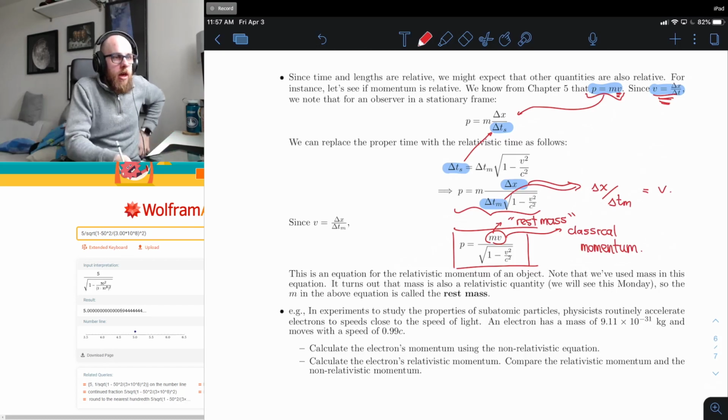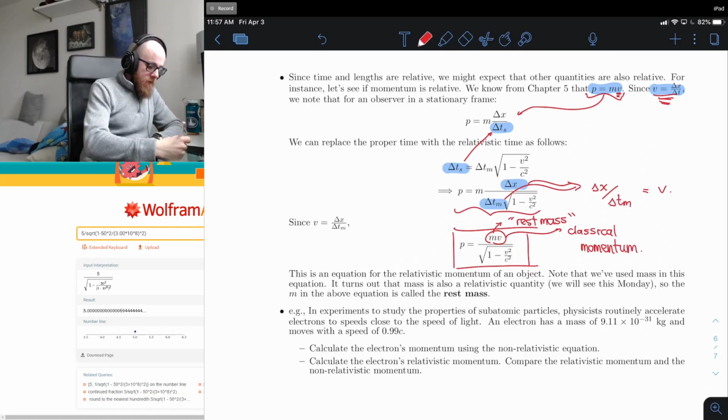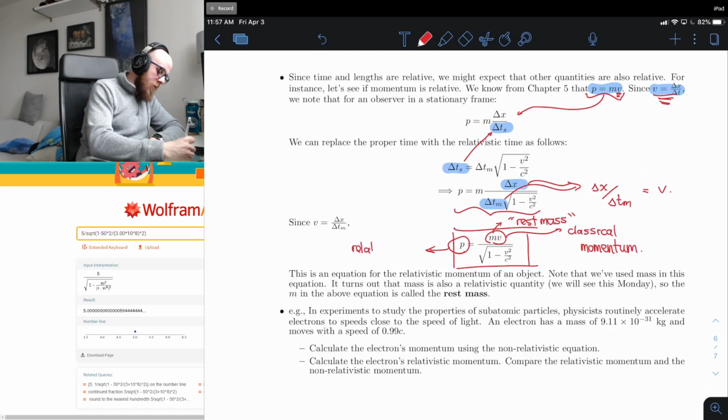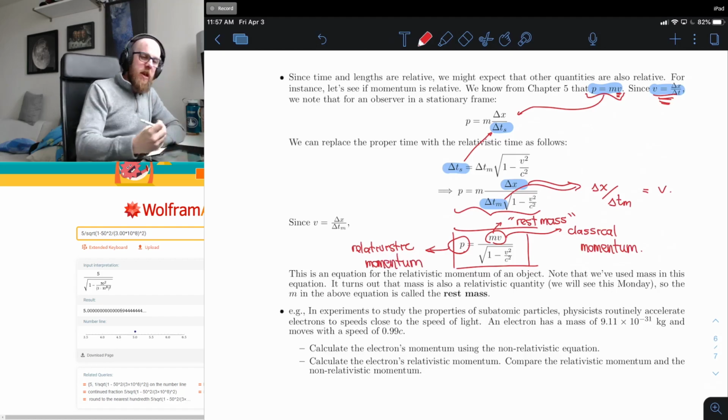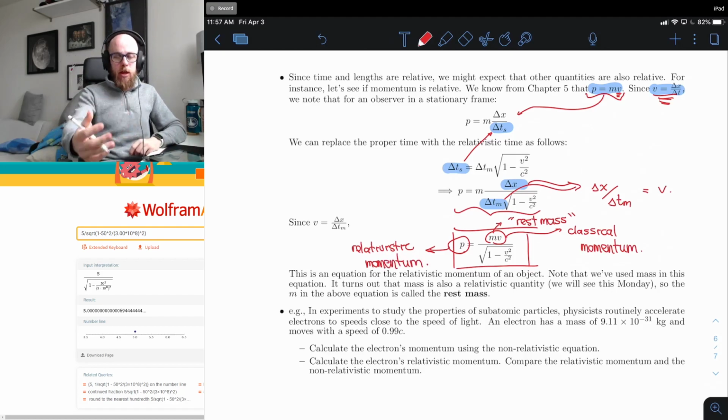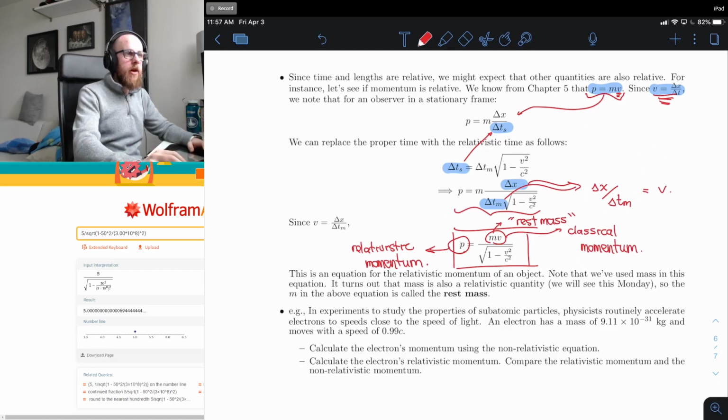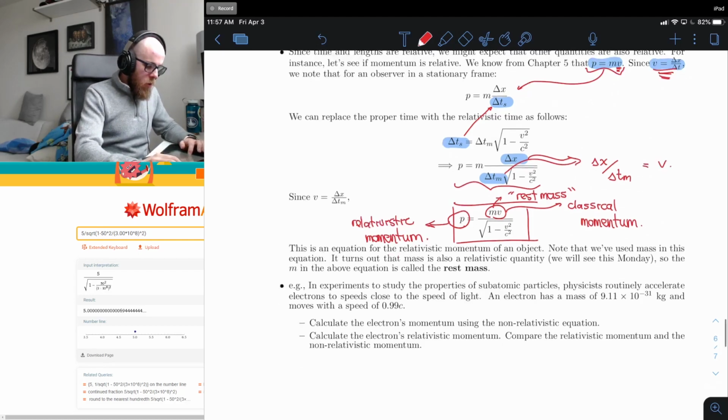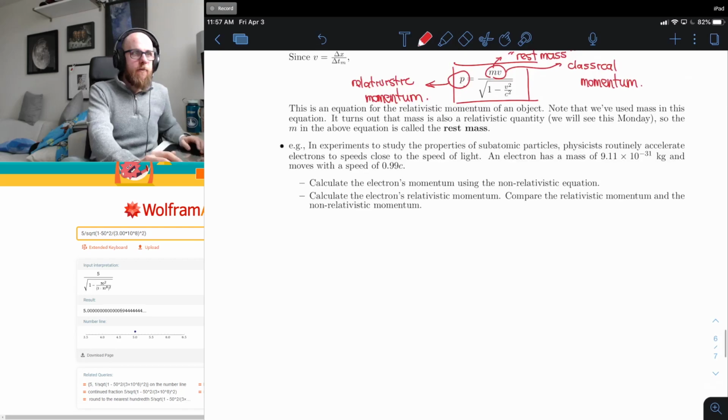All right. So this formula gives us the relativistic momentum, right? So P on the left-hand side of this equation is called the relativistic momentum, just like we had relativistic time and relativistic length, okay? And so let's do one quick example and then we're done for the day, okay?